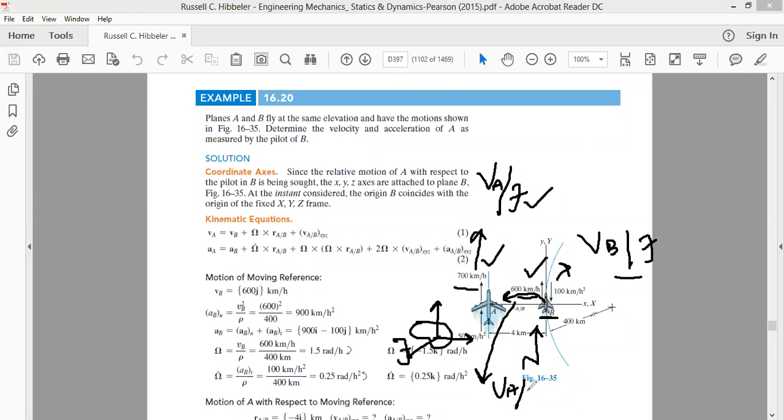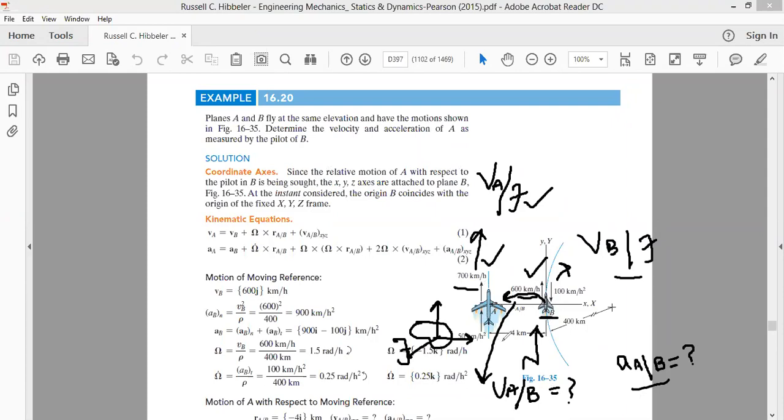That is, what is the velocity of aircraft A with respect to an observer in aircraft B? This is velocity of A with respect to B. We have to find this, okay? Apart from finding this, we have to find acceleration as well. That is, we have to find the acceleration of A with respect to an observer in aircraft B. These two things we have to find out.